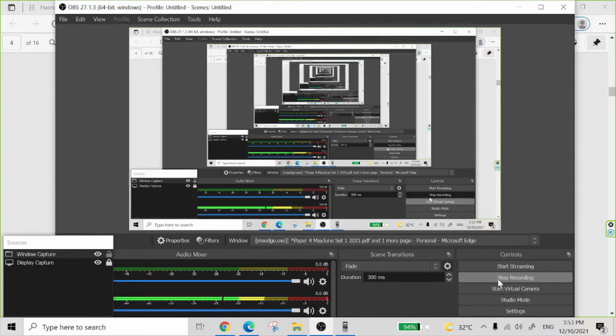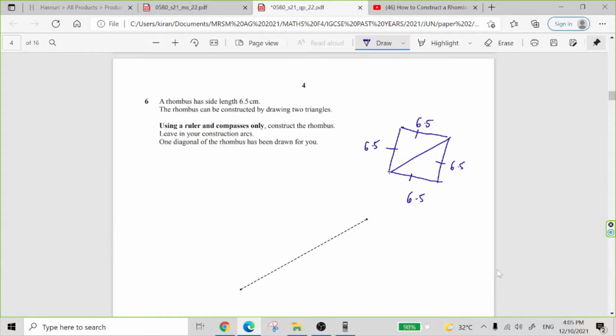Question number 6. A rhombus has side length of 6.5 centimeters. The rhombus can be constructed by drawing 2 triangles. Using a ruler and compasses only, construct the rhombus. Leave your construction arcs. One diagonal of the rhombus has been drawn for you.